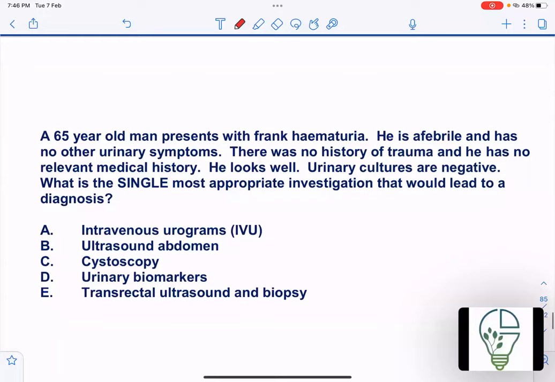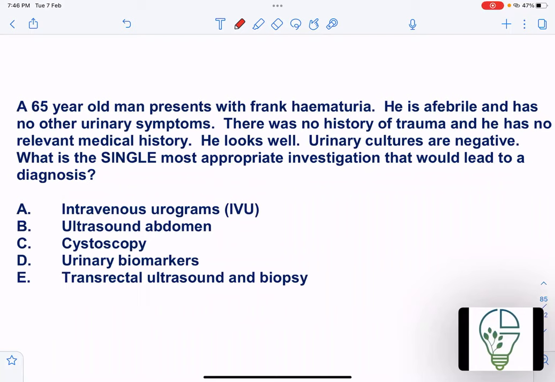So these are our questions. We're going to be quickly solving four questions before we end the session. A 65-year-old man presents with frank hematuria. He's afebrile, meaning he does not have fever, has no other urinary symptoms, no trauma, no relevant medical history. He looks well. Urine cultures are negative. What is the single most appropriate investigation that leads to the diagnosis?